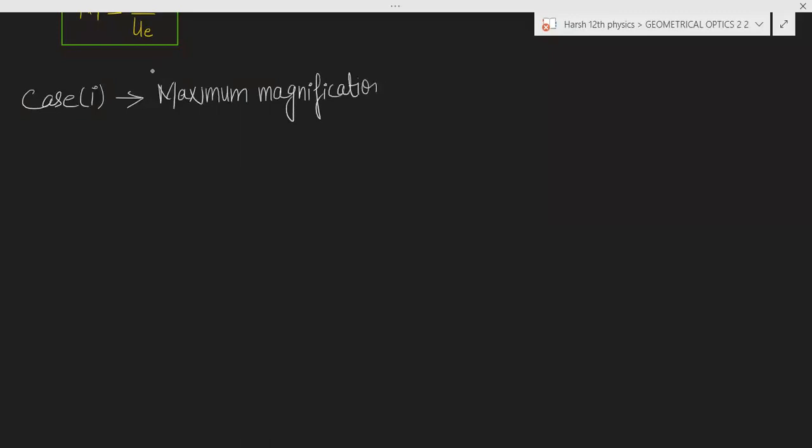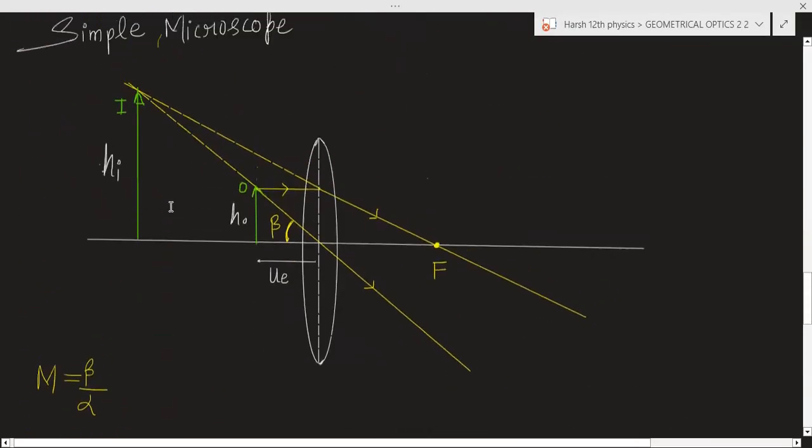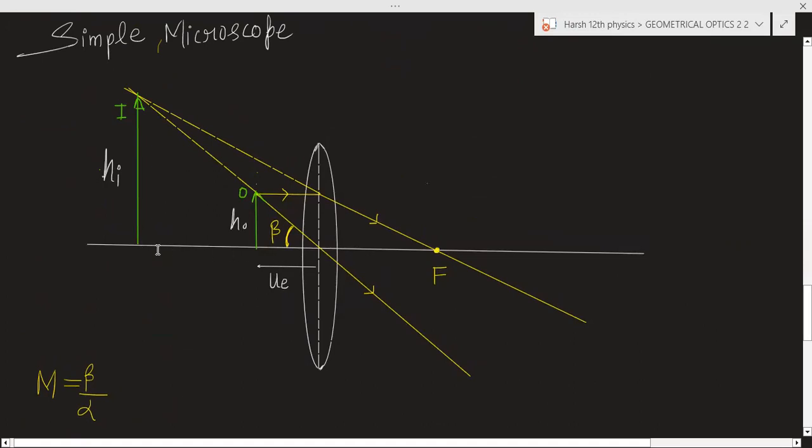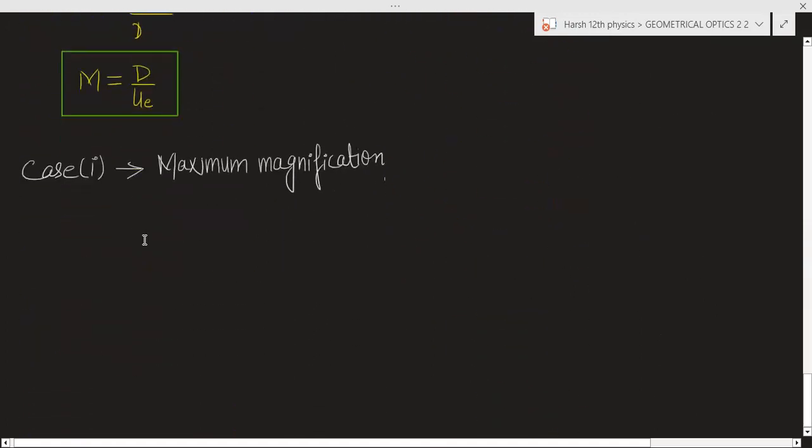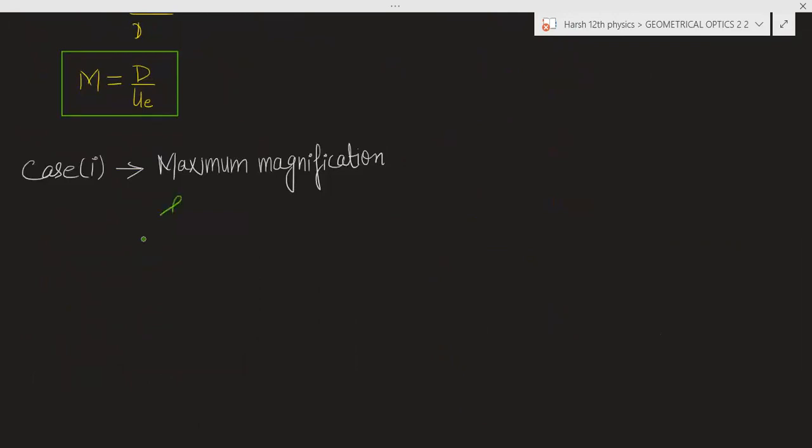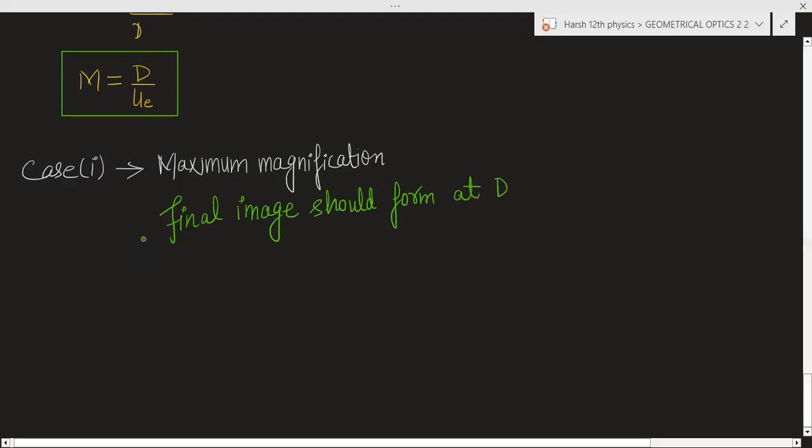One point you have to remember for the maximum magnification: the final image, you can see here, is forming somewhere here from the lens. In case of the maximum magnification, the final image should be formed at D, capital D. Final image is forming at capital D.